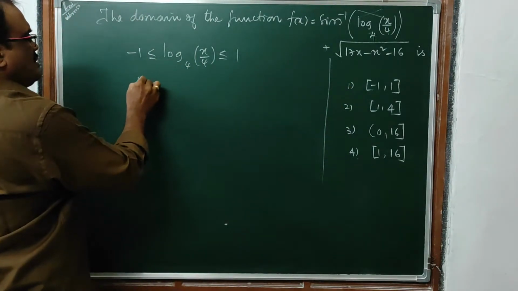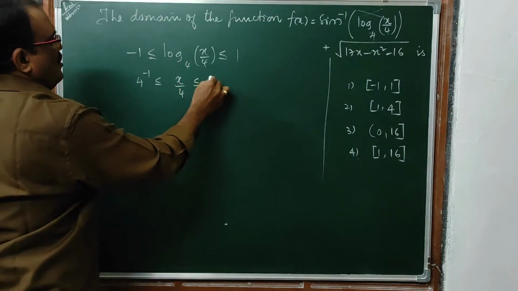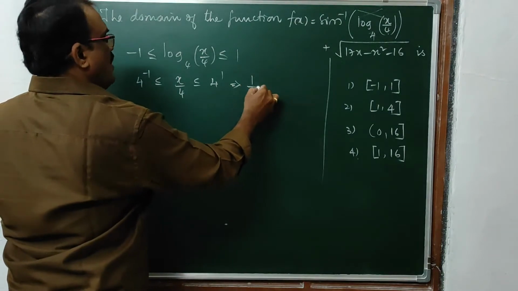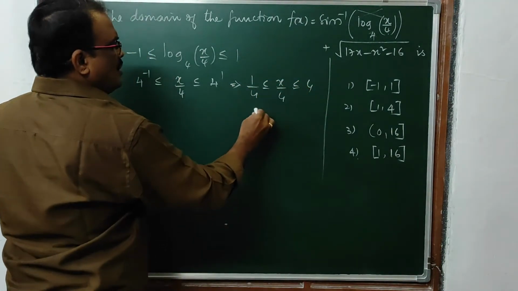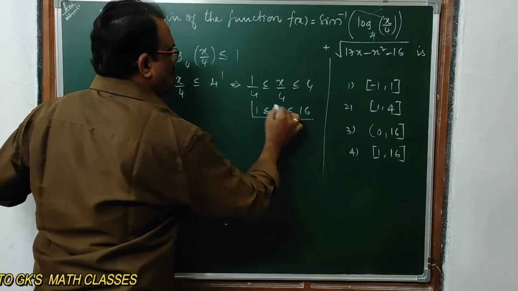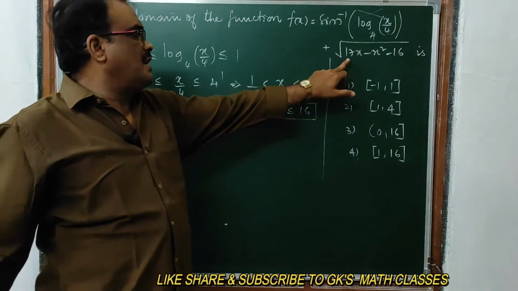So take 4 to this. 4 power minus 1 by 4, 4 power 1. So you will have 1 by 4 by 4, 4. So 1 is less than or equal to x is less than or equal to 16. Keep it aside. Then take the second one.